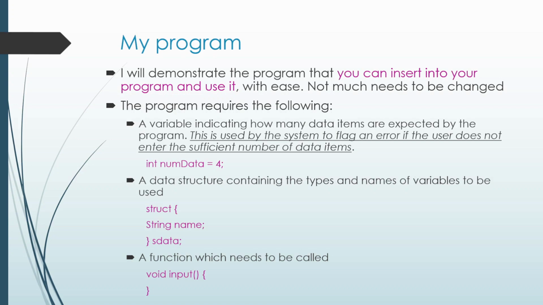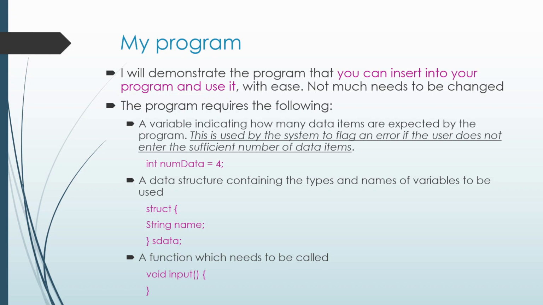Now the program requires the following. Number one, a variable indicating how many data items are expected by the program. This is used by the system to flag an error if the user does not enter the sufficient number of data items. For example, if the user is supposed to enter 4 data items and he enters 3 or he enters 5, which is not the correct number of data. So how does the system come to know? It comes to know from this particular variable where you need to change this 4 to a 3 or a 1 or 9 or 10 or whatever number of data you are expecting from the user.